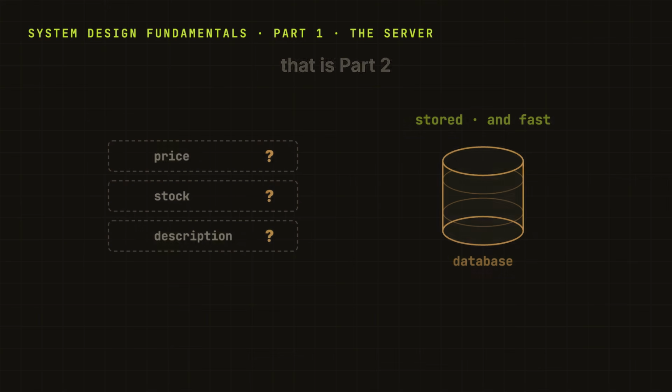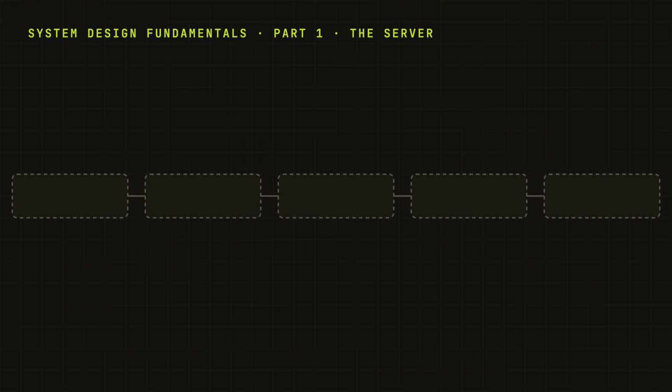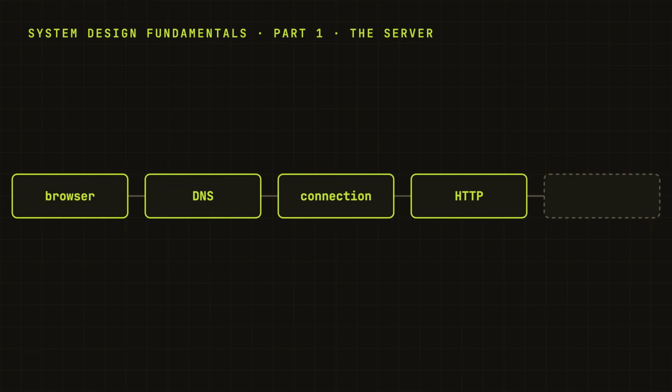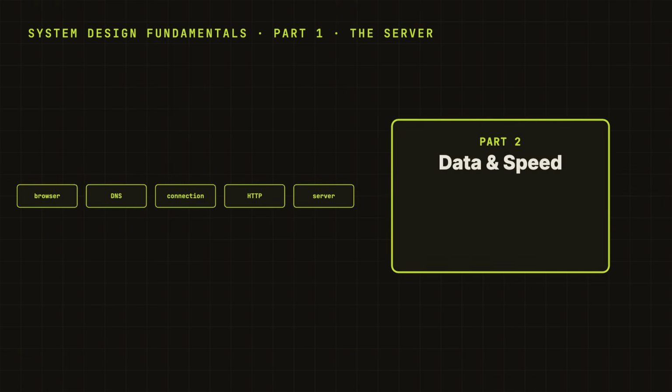So that wraps up part 1. We have followed a single request all the way from your browser through DNS, a secure connection, and HTTP to the server. In part 2, we open up the database and everything that makes data fast.